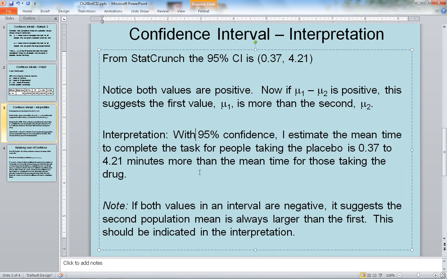Now, just note, if both values had been negative, so if I switched it around, that would give me two negative numbers, but it would suggest the second population mean is always larger than the first. Okay, so remember, in everything we're doing in these chapters now, you've got to remember that this is an answer to a subtraction question.